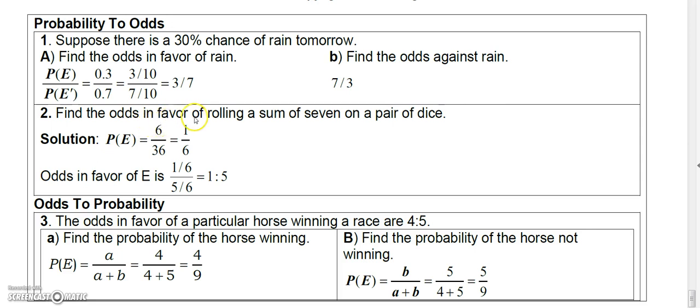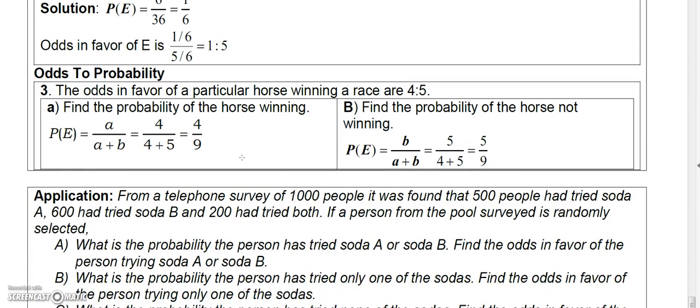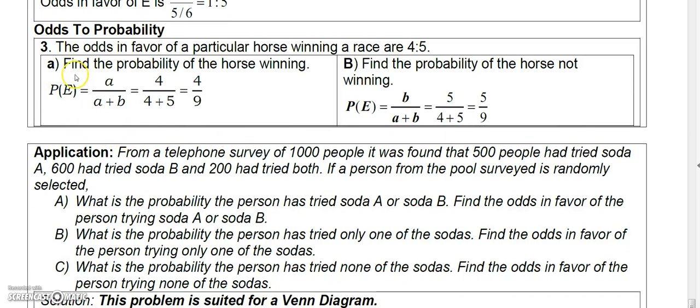Now, this one says find the odds in favor of rolling a sum of 7 on a pair of dice. Well, the probability of rolling a sum of 7, remember, there's 6 ways out of 36, or 1 out of 6, to roll a sum of 7. So the odds in favor would simply be 1 out of 6 divided by 5 out of 6, or 1 to 5. So in other words, there's one way to roll a 7 to every 5 ways not to roll a 7.